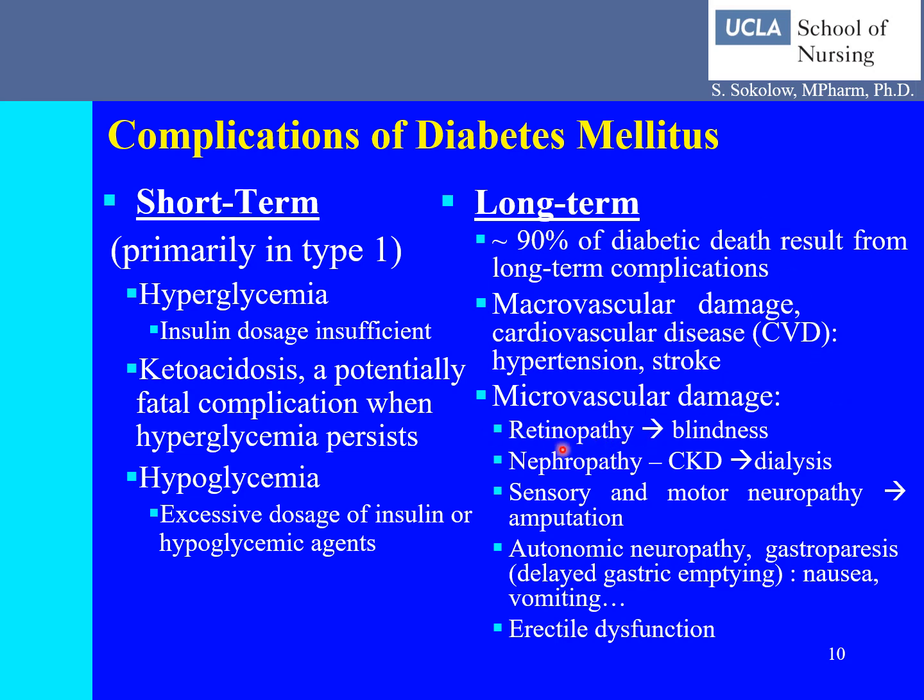And so one of them is retinopathy, that would lead to blindness. And then you have nephropathy that causes chronic kidney disease, sensory motor neuropathy. So the patient will no longer sense their extremities, and that can lead to amputation of the foot. Then you have the autonomic neuropathy that can cause gastroparesis, and then erectile dysfunction.